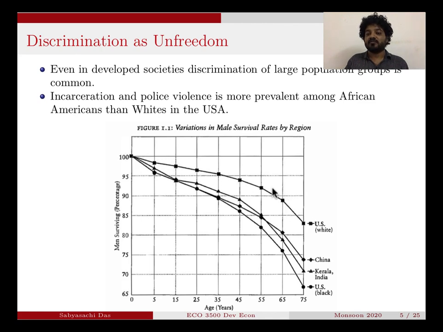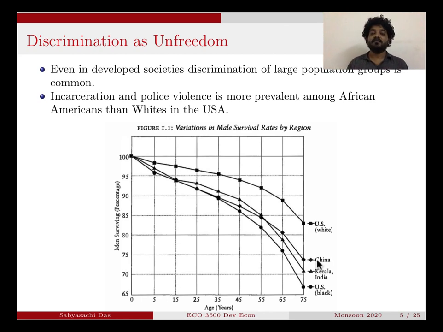Okay, and it's a downward sloping line. Why? Because the older you are, the less likely you are to survive. So it's a downward sloping line, but the slopes are very different for the whites in the US and the African Americans, or the blacks, in the US. And so there's a stark difference between them. In fact, the blacks in the US are worse off relative to some of the well-performing states in India, such as Kerala, and also relative to China on average.